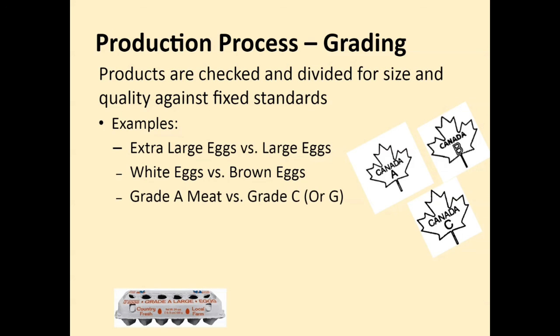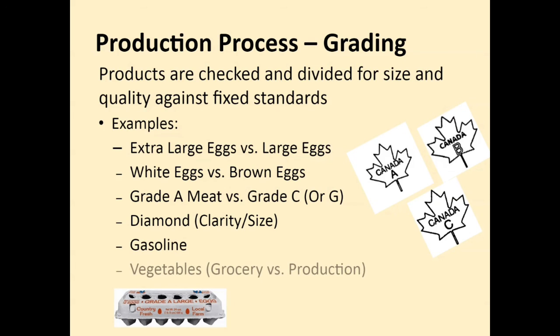Meat is graded based on quality. Diamonds are graded, gasoline is graded, vegetables too, which ones are sold at the grocery store: the perfect right size, straight carrots, whereas the crooked carrots might get sold to Campbell's to make soup out of them because they're going to get cut up anyway. So it might be an extra step that you need to consider that your business might need to be doing at the end.